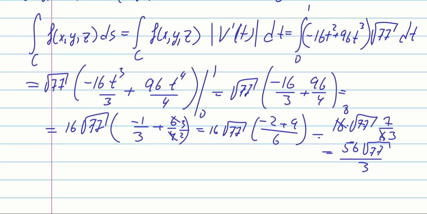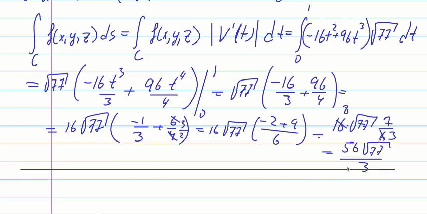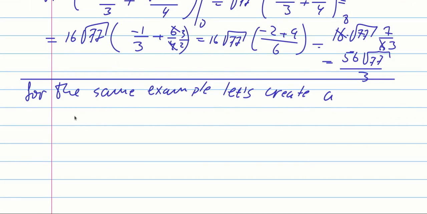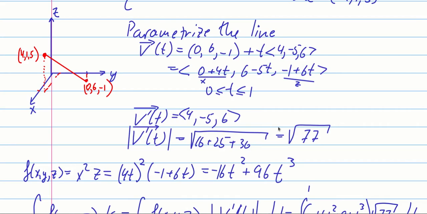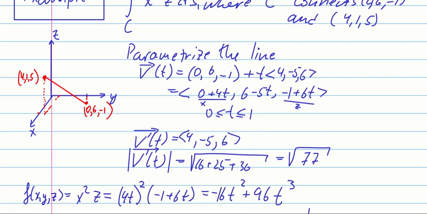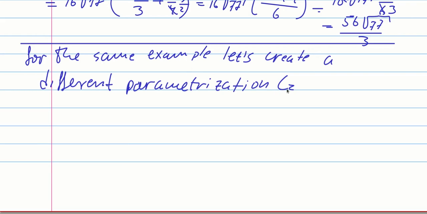All right. So suppose we're going to create a different parameterization, C2, for the same example. For C2, let's move in a different direction. So we're using a different parameterization for C2.